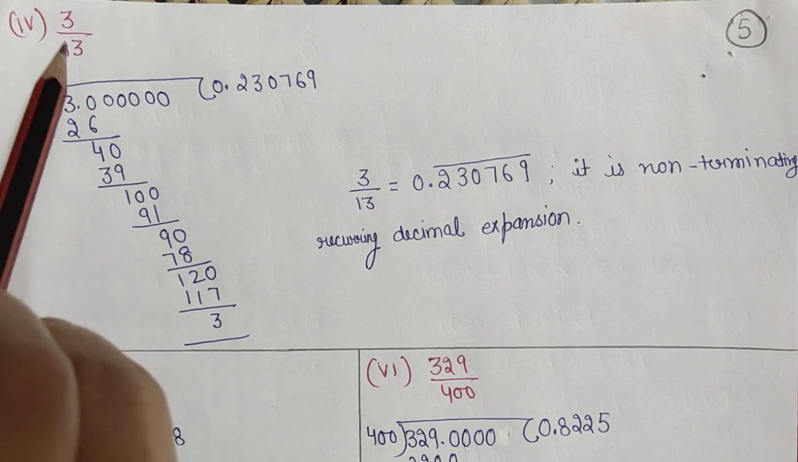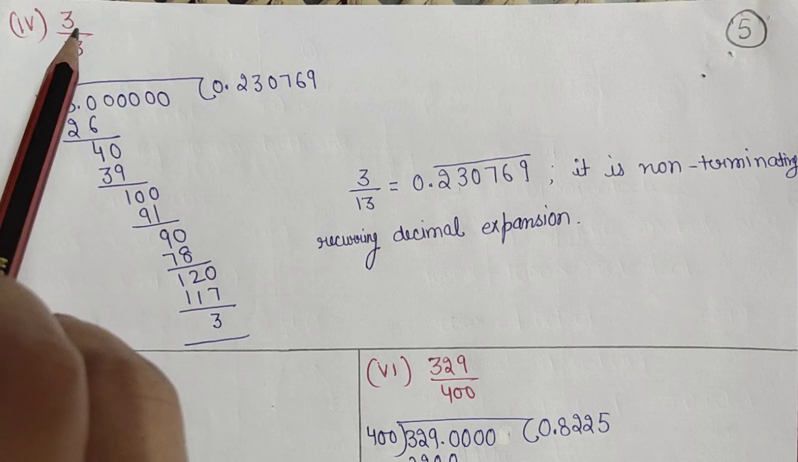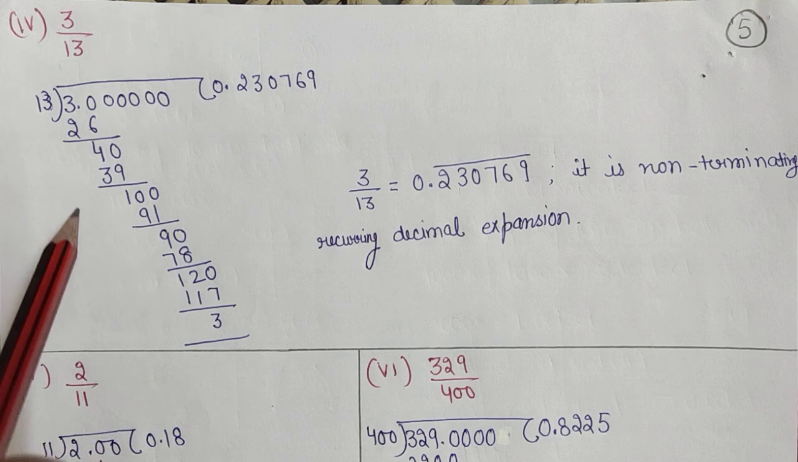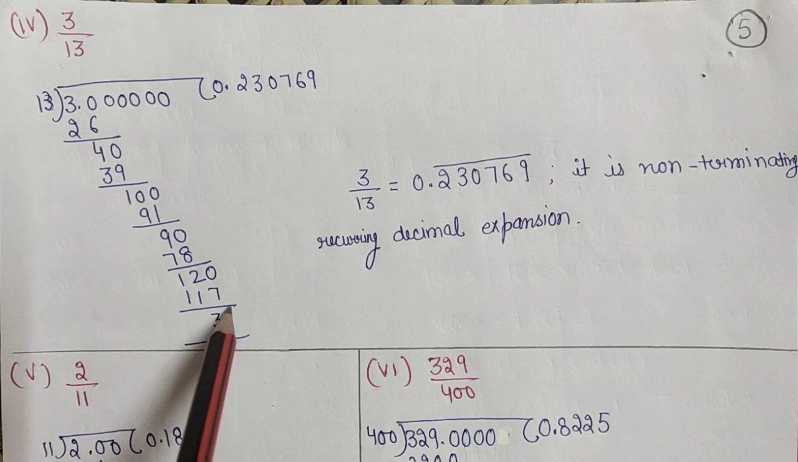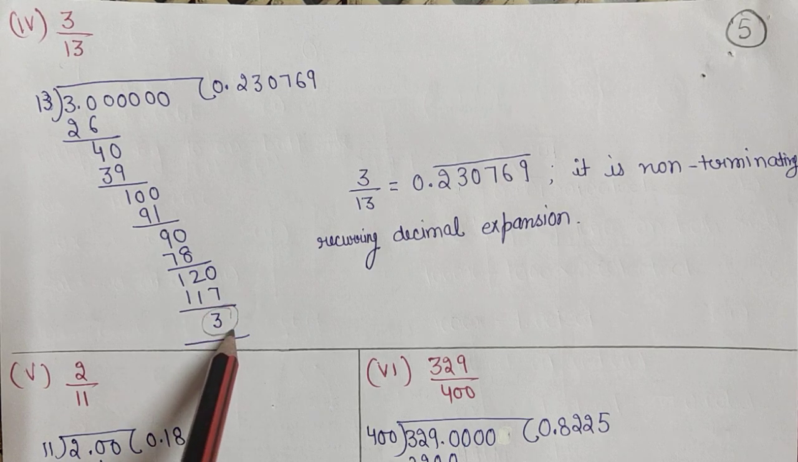Next part is 3 upon 13. Here I have to divide 3 by 13. When I divide it, after several terms, the 3 will come again. In this case, the remainder is not equal to 0, so it is non-terminating.